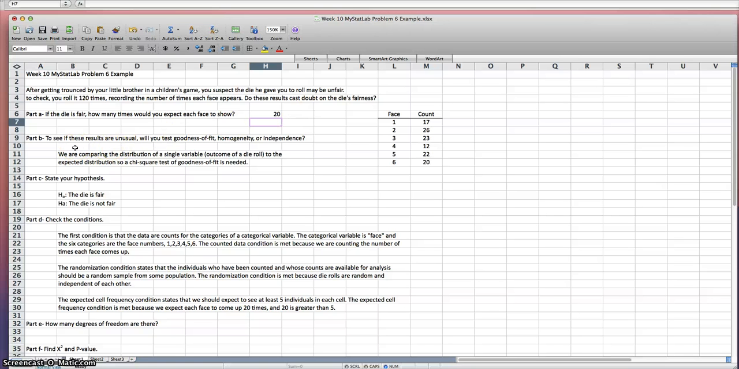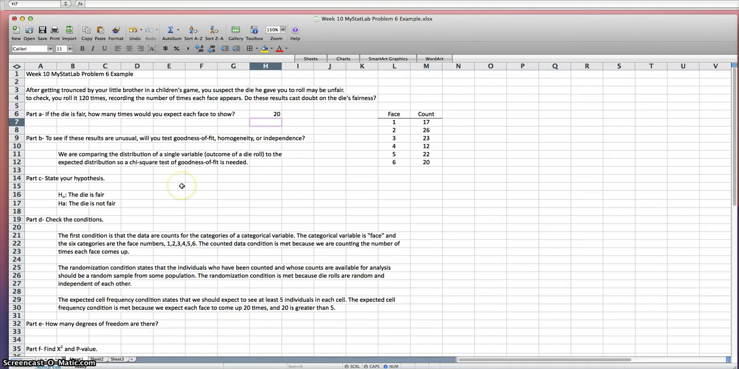Part B, to see if these results are unusual, will you test goodness of fit, homogeneity, or independence? Well, we are comparing the distribution of a single variable, the outcomes of the roll of the die, to the expected distribution of chi-square tests. So the goodness of fit is what we need to do. The chi-square test of goodness of fit is what we need to be testing.